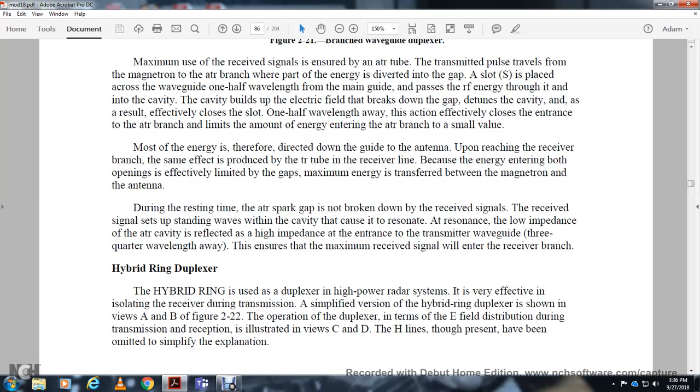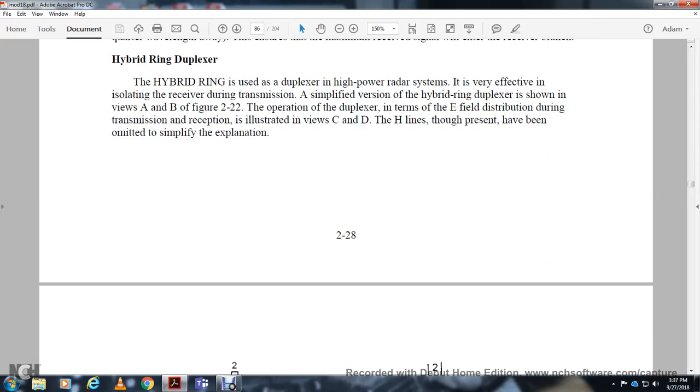Alright, the hybrid ring duplexer. The hybrid ring duplexer is used for the duplex in high power radar systems. It is very effective at isolating the receiver during transmission. A simplified version of the hybrid ring duplexer is shown in views A and B of Figure 2-22. The operation of the duplexer in terms of the electric field distribution during transmission and reception is illustrated in views C and D, and the lines through the transmitter have been augmented with a simplified explanation.